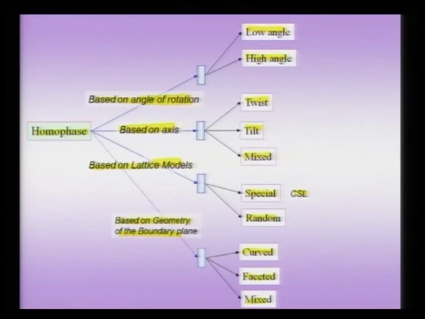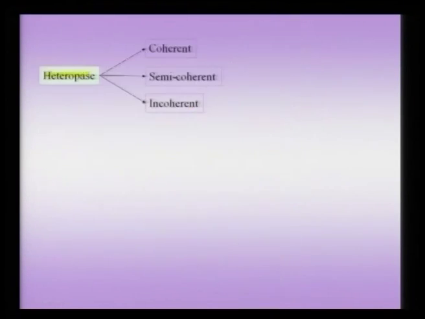And based on the geometry of the bounding plane, these geometries are also associated with the way these boundaries behave, for instance if you are trying to coarsen the grain, or you are trying to do one of these processes under high temperature, it will depend on whether the boundary is curved, faceted or mixed kind. So, we will consider some of these, for instance low angle and high angle boundaries, and some other aspects in detail, though some of the other aspects we will leave for future courses or higher level courses.